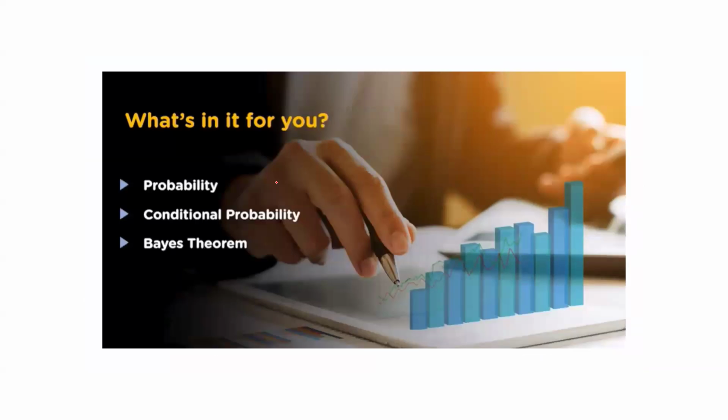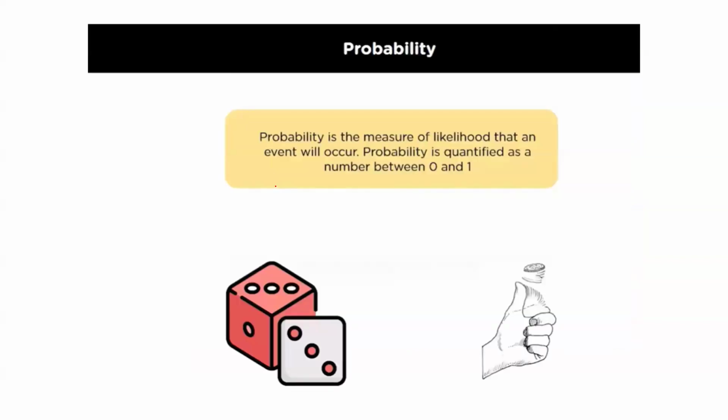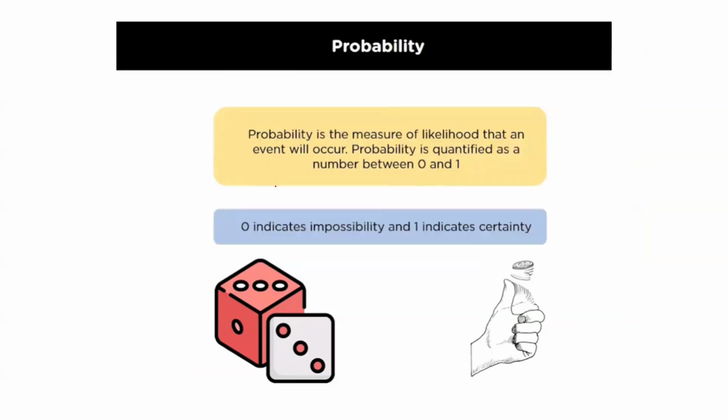In this Bayes theorem, what we require is probability. Already we discussed conditional probability, and from these two things, we are going to find out the Bayes theorem. Let me introduce one more time. Probability is nothing but the measure of likelihood that an event will occur, and it is quantified between 0 and 1.